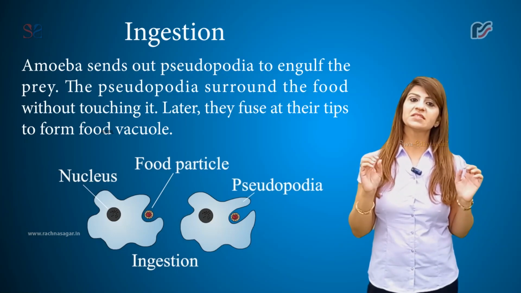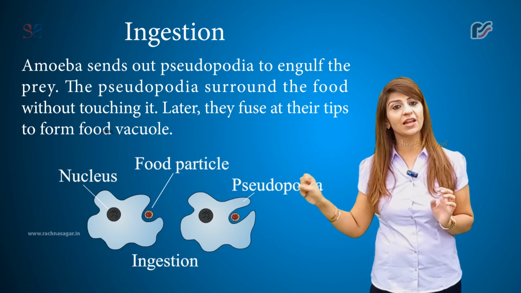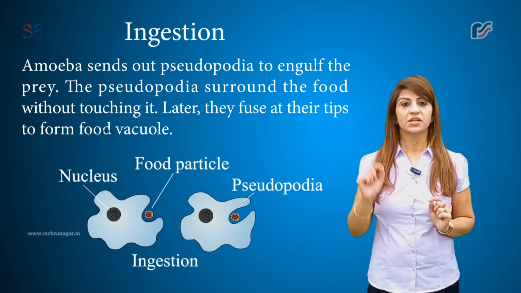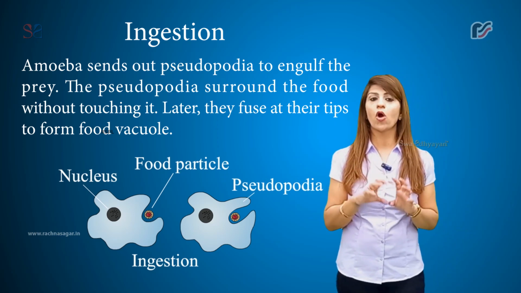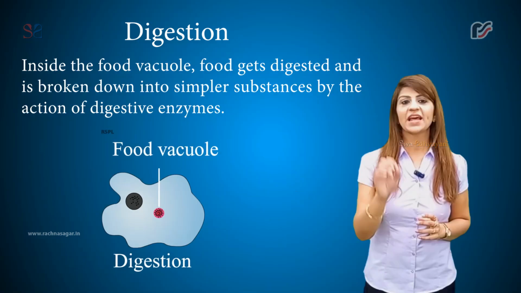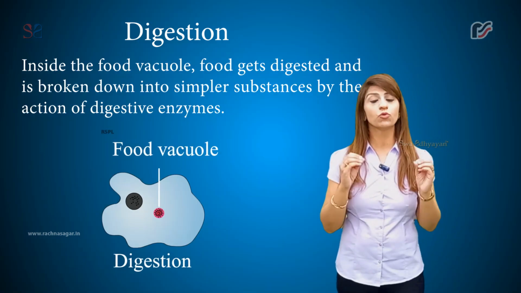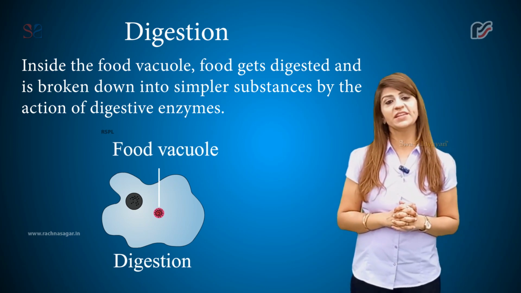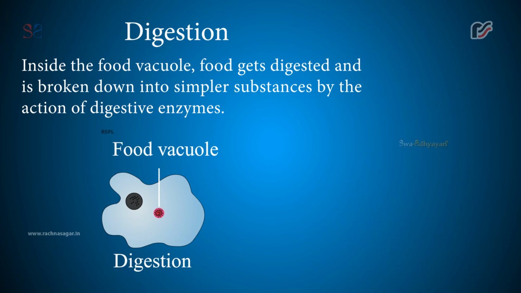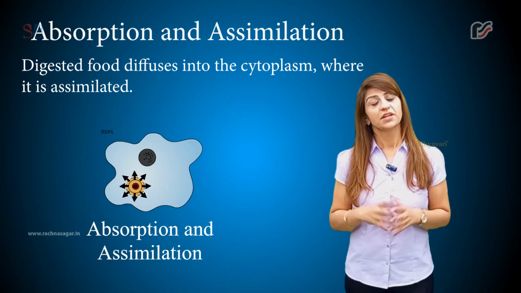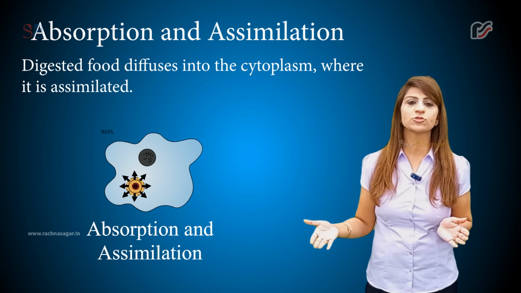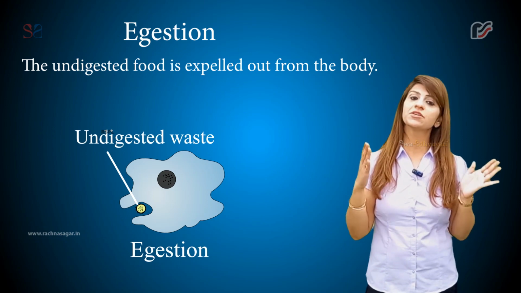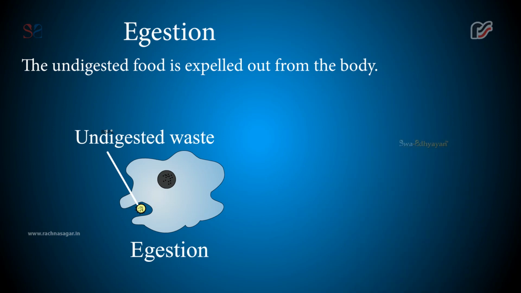Ingestion. Amoeba sends out pseudopodia to engulf the prey. The pseudopodia surround the food without touching it. Later, they fuse at their tips to form a food vacuole. Digestion. Inside the food vacuole, food gets digested and is broken down into simpler substances by the action of digestive enzymes. Absorption and assimilation. Digested food diffuses into the cytoplasm where it is assimilated. Egestion. The undigested food is expelled out from the body.